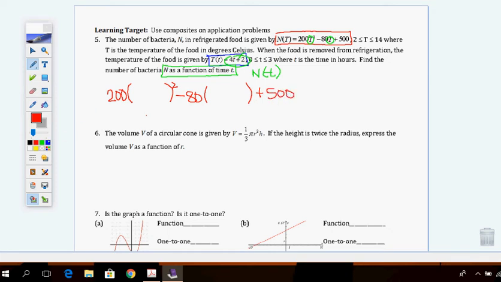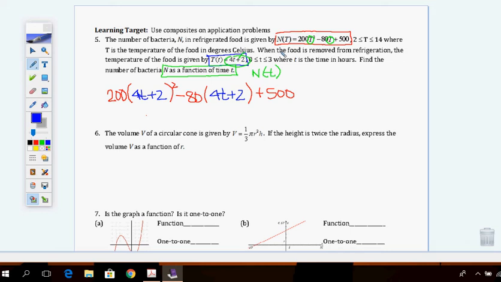Now I'm going to say this is for t plus 2 and for t plus 2. So now this entire function is a function according to time. I no longer have my capital T, I completely replaced it. But this is not your final answer. I want the entire function.